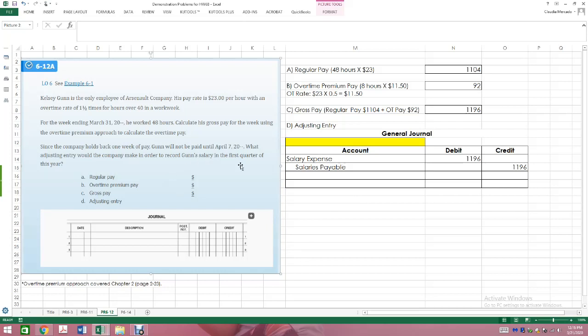And the reason we use salary expense is because here they said record Gunn's salary. It would either be salary or wages, whatever the problem specifies. In this case, we use salary because that's the information provided in the problem.